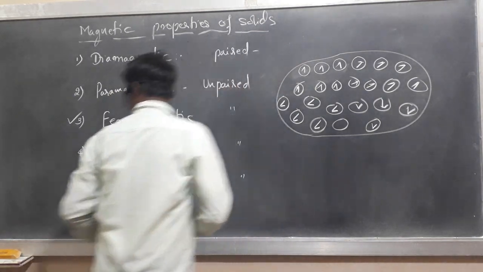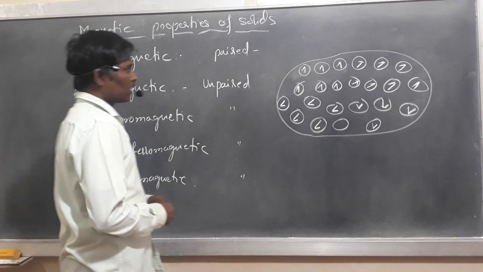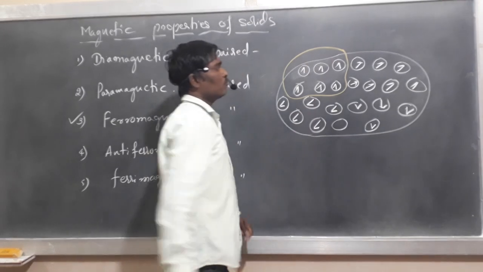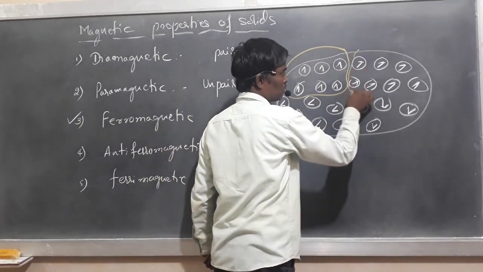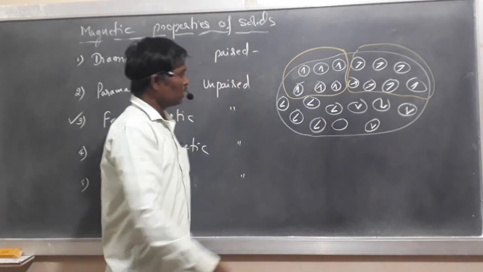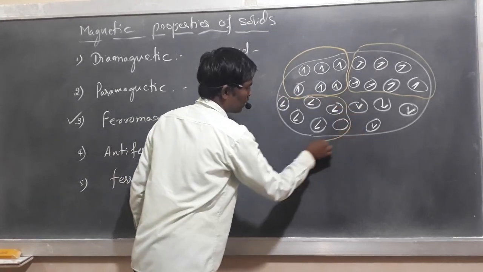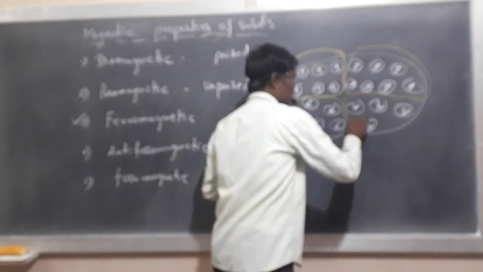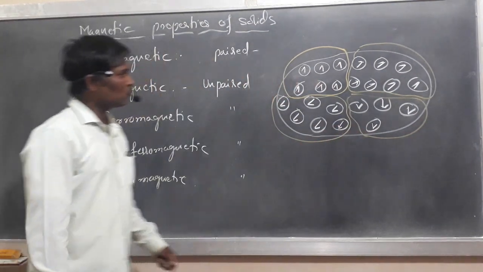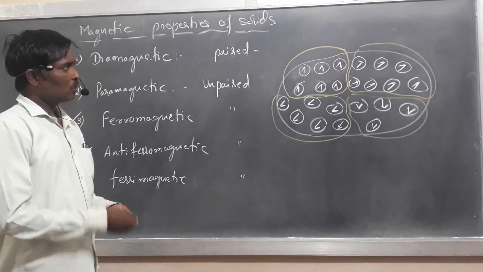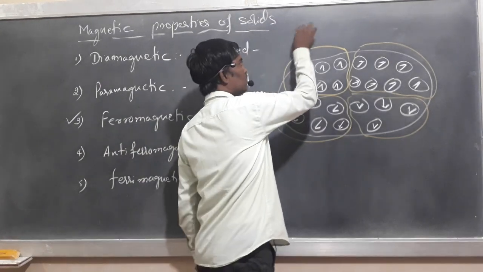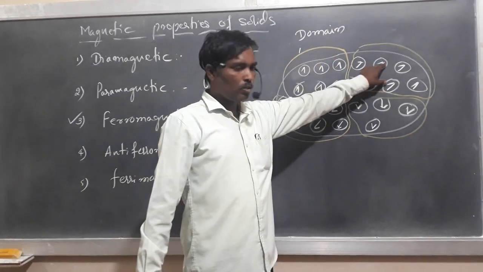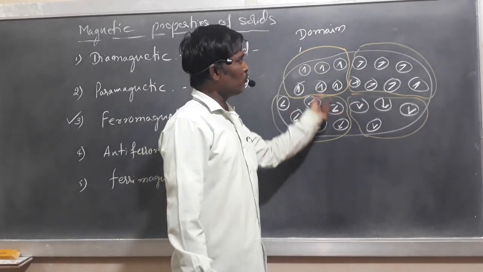Just look at this. There are a few unpaired electrons which are oriented in one direction. For example, these electrons are oriented in one direction, and these electrons are oriented in another direction. Here, these are another group of atoms oriented in one direction, and these are another group. The group of atoms which are oriented in one direction, those are called domains. We call this a domain. So this is one domain, this is one domain, another one domain. I am making only 4 domains here.